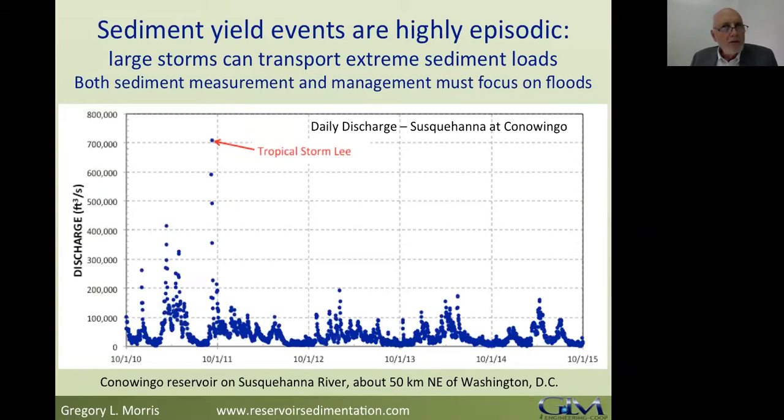Another factor to remember is that the erosion rates are highest and your sediment transport rates are extremely high during large storms. Here we're looking at about 15 years of data from the Susquehanna River, Conowingo Reservoir. It's just north of Washington, D.C. And it shows you the impact of Tropical Storm Lee in terms of discharge. These are the events that really have a big impact.